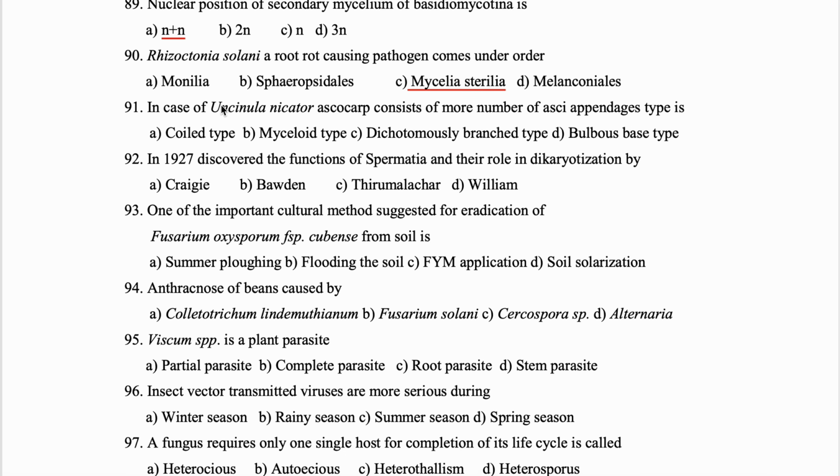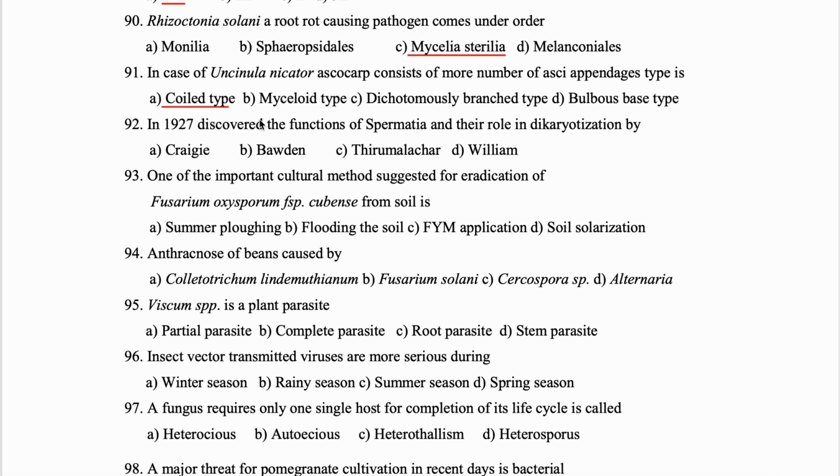Okay. Question 91. In case of Uncinula necator, the ascocarp consists of a large number of asci. The appendages are of what type? It is coil type. Uncinula is a genus for powdery mildew disease. They normally form a fruiting body called cleistothecia. Nowadays it can also be called chasmothecium, and they form this coiled type of mycelial appendages.